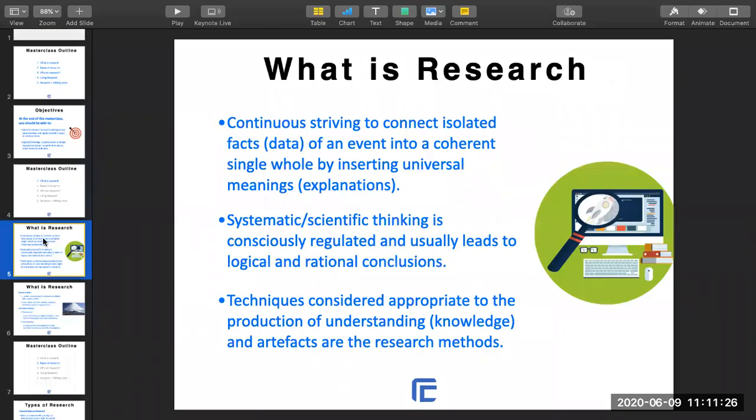So when you say research, we are talking about an activity to find explanations or meanings of something. We want to understand and have meaning about something that is happening in our world. There are so many things happening around us. Right now, we are experiencing a pandemic. The pandemic is something that is happening. If we want to understand it, we have to do research.